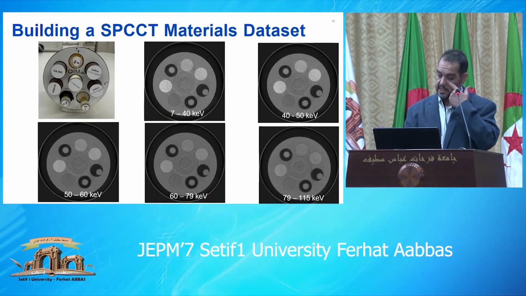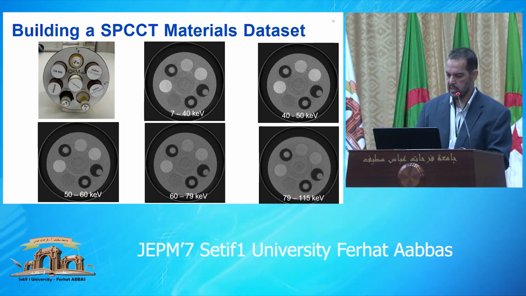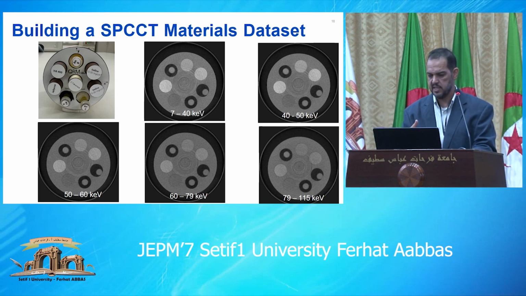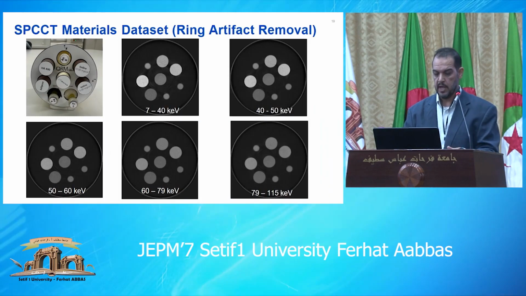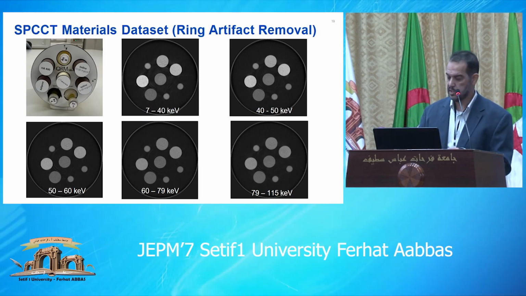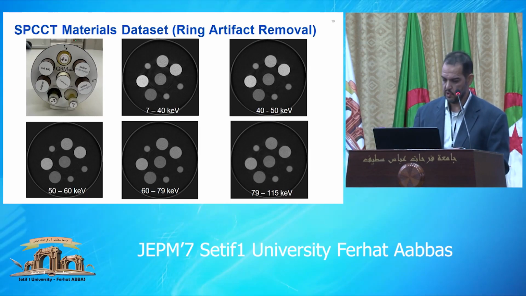For example, here, this is an image of the phantom containing different materials, and you can see this is a low energy image from 7 to 40 kV, and all the images that correspond to the different energies. Again, you can see here that we get the best contrast at the lower energy, between 7 and 40, which corresponds mainly to the photoelectric region. After that we do ring artifact removal. The company provides a software that allows us to do this while preserving the attenuation coefficient, so we do not significantly affect it. And so we obtain these images.